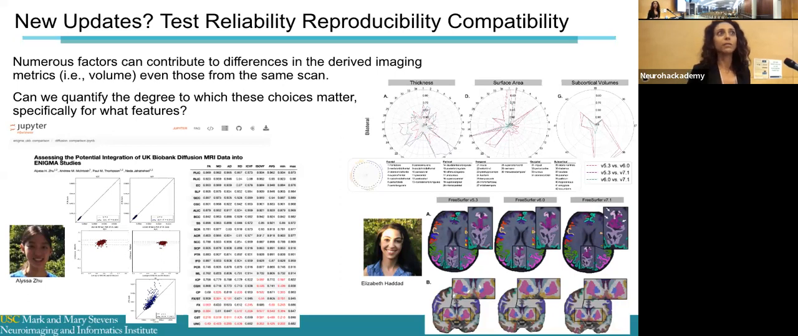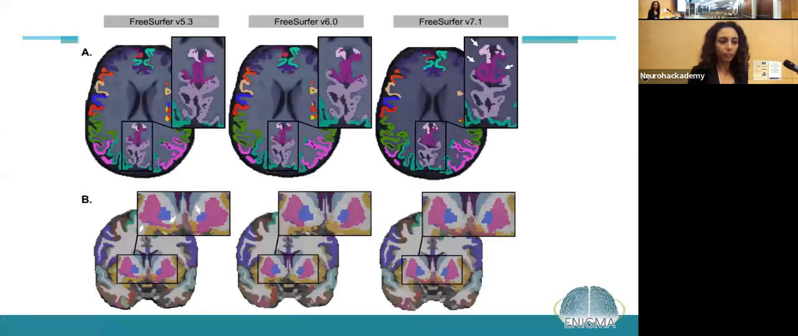So a lot of what we're trying to do as the consortium is, because it's so distributed and we have so many people around the world that are putting time and effort into this, we want to minimize the effort that everyone puts in to the extent possible. This is just a close-up of some of the differences between FreeSurfer versions on the same brain.